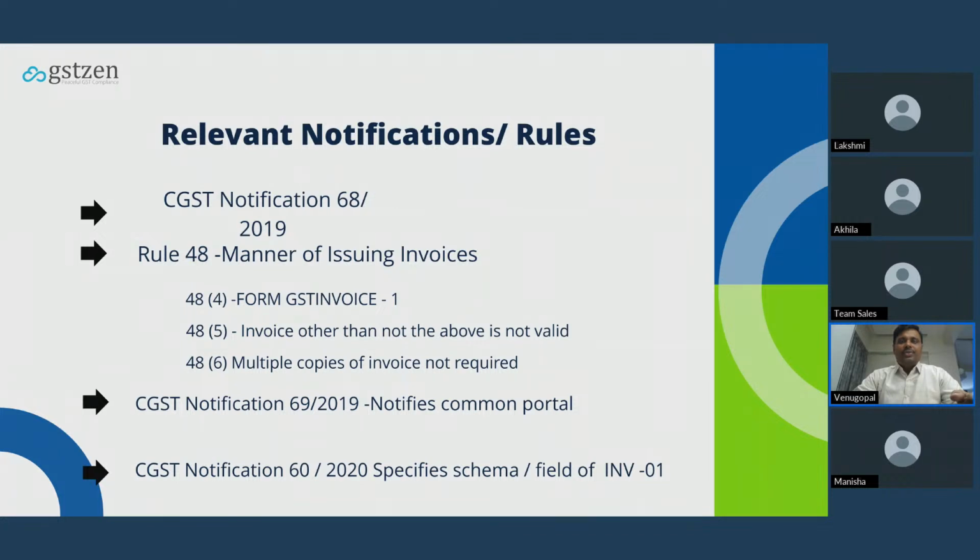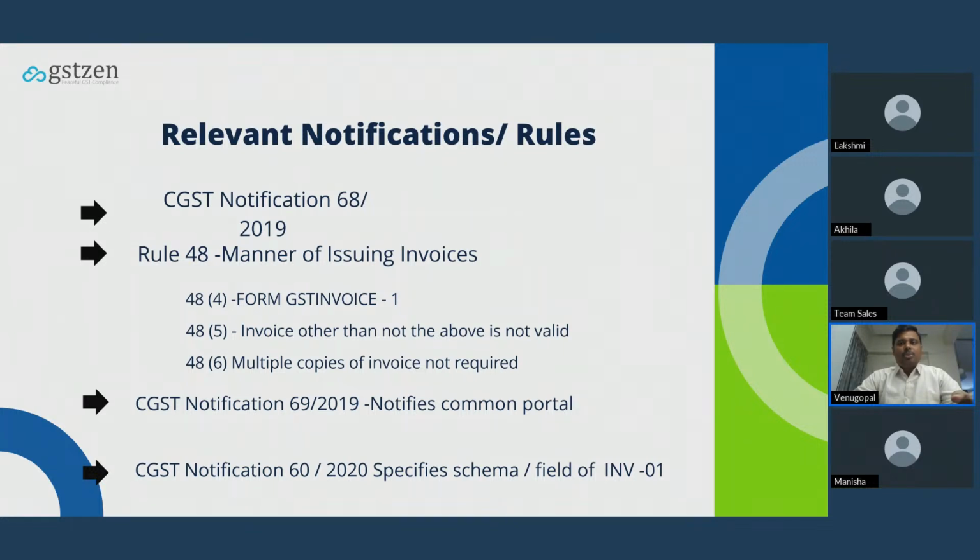Now, Notification 68/2019 brought the genesis of e-invoice. We all know Rule 46 about the tax invoice, the contents of the tax invoice. In Rule 48, the manner of issuing the invoice, they have inserted 3 sub-rules, including 48(4), where they said wherever notified persons are concerned, e-invoice is applicable. So INV-1 is what has been specified, and that has to be issued. And if they are issuing any other invoice, that is not valid.